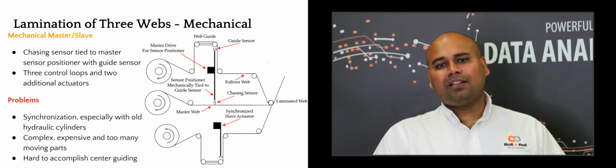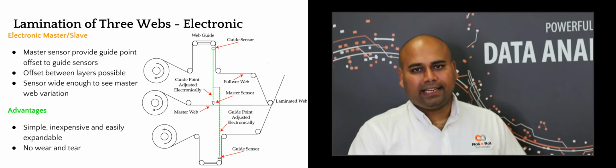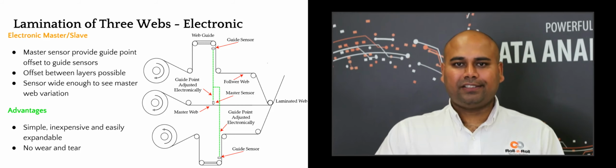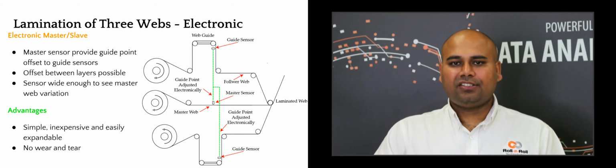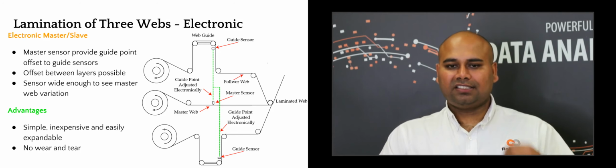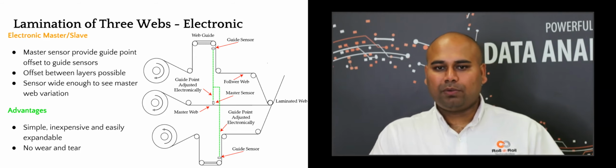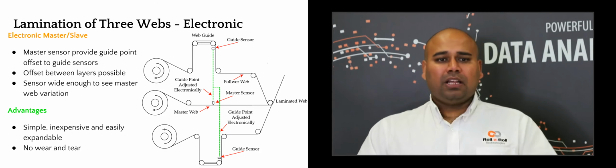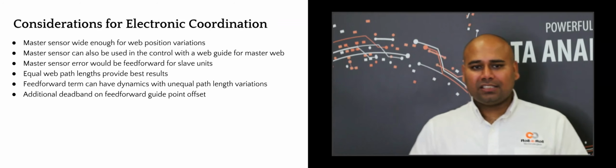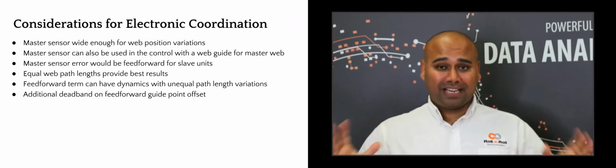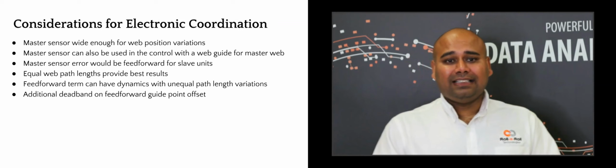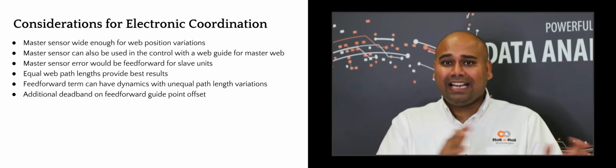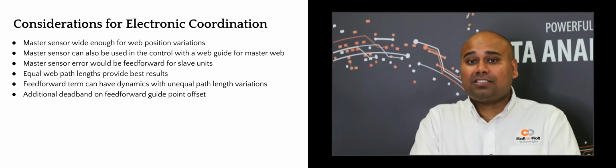The better way to do it would be to use an electronic guide point adjustment. Just use one sensor that's going to monitor this master web, and then change the guide point of the other slave webs or the follower webs, so that you can guide the web to that location. Now, the main consideration with coordination is that if you have this master sensor wide enough, then the sensor can look at any variation of the master web.